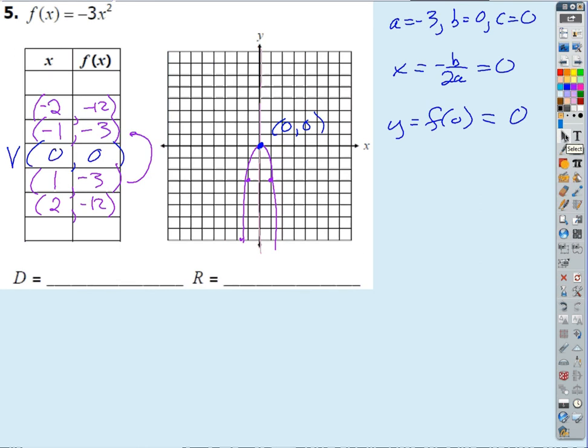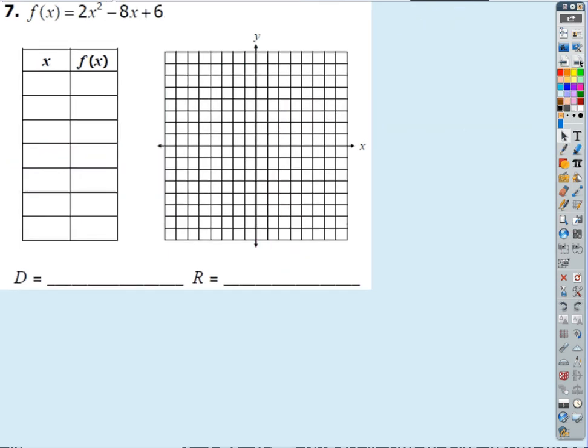How about this one? From the graph, what's the domain and range? Domain's going to be all reals, right? Because if I zoom out forever, it's going to go to the left and the right forever. And the range is y less than or equal to 0. Good. Let's try another one of these, and I'm going to see if you can see some patterns that make it useful in finding the domain and the range.